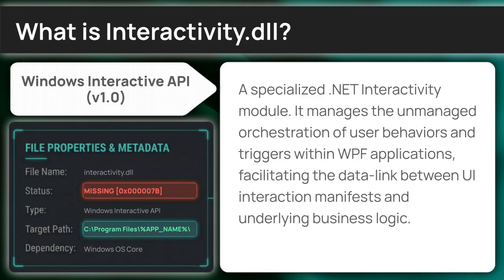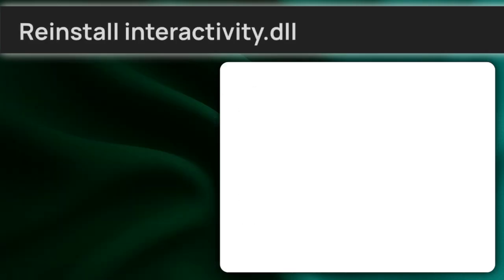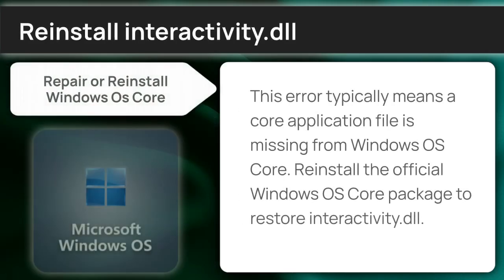Now that you have the context, let's move into the repair process with a fresh installation. This error typically means a core application file is missing from Windows OS Core. Reinstall the official Windows OS Core package to restore Interactivity Library DLL.